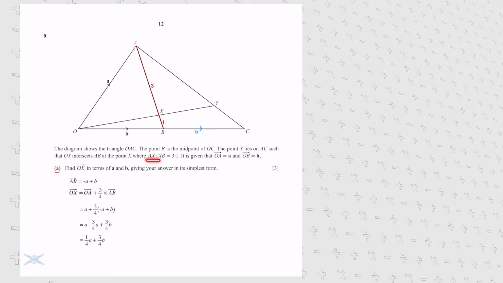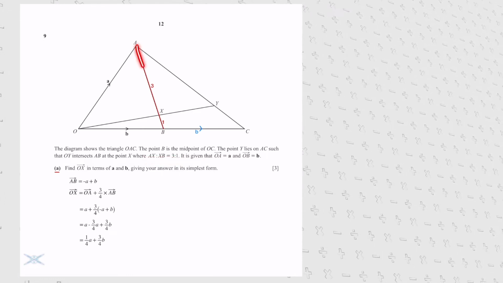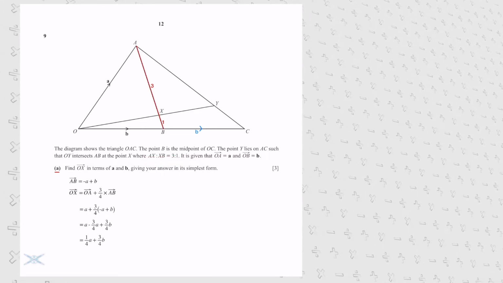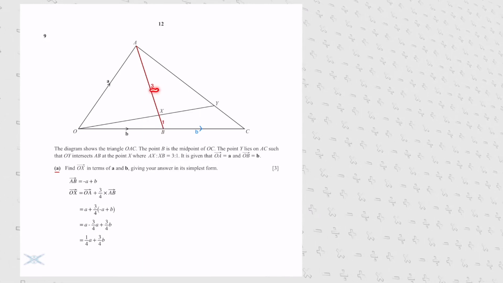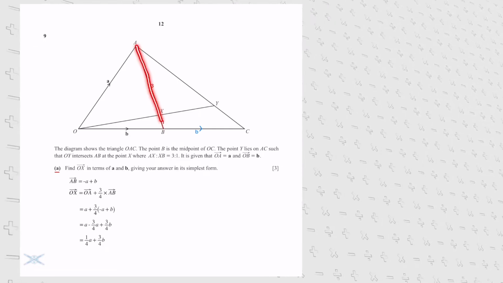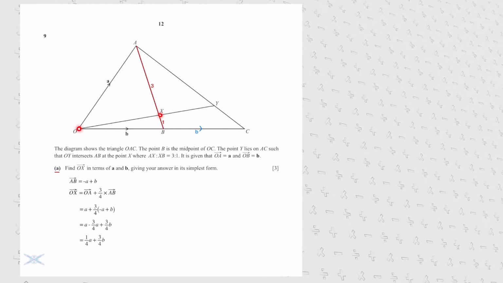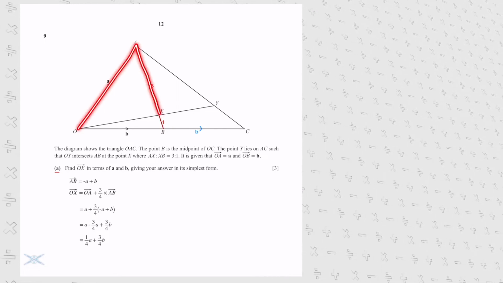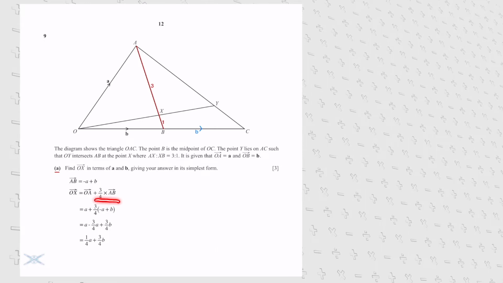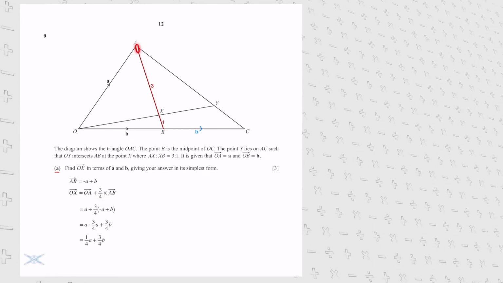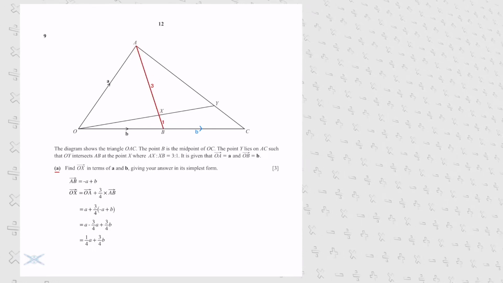Additionally, the exercise states that AX over XB equals 3/1, which is represented by the line from A to B and the corresponding numbers 3 and 1, which I've inserted into this diagram. What we can tell from this is that the entire length from A to B consists of a total of 4 parts, 3 plus 1. So now to get from O to X, we will travel from O to A and from there to X. The vector AX can be represented by the expression 3/4 multiplied by vector AB, since the distance between A and X consists of 3/4 of the distance from A to B.